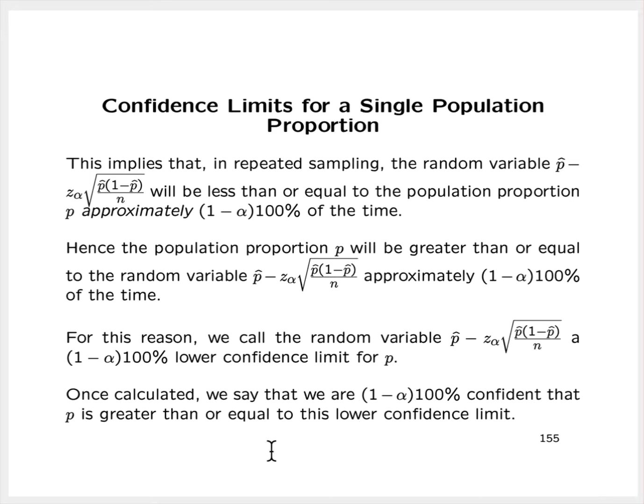Once we've obtained the sample and calculated that lower confidence limit, the way that we interpret this is, we say that we are 1 minus alpha times 100% confident that the true value of p, the population proportion, is greater than or equal to this lower confidence limit, because it was constructed using a procedure which had a probability of 1 minus alpha of coming up with a quantity that was less than or equal to p.